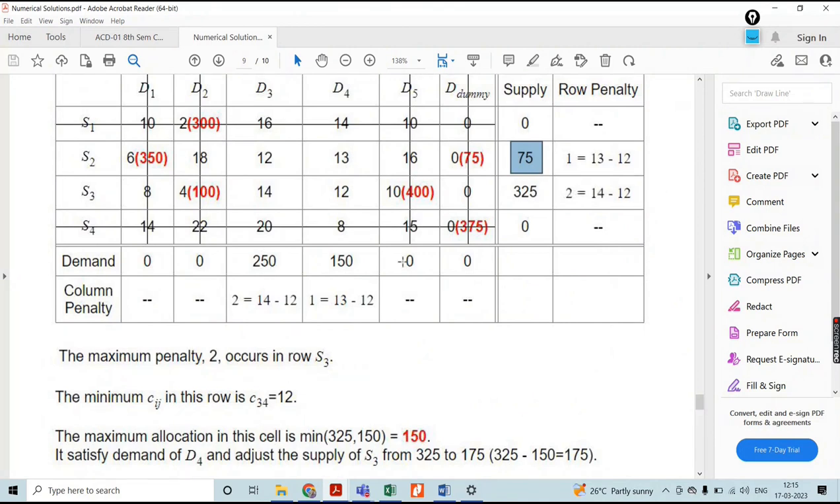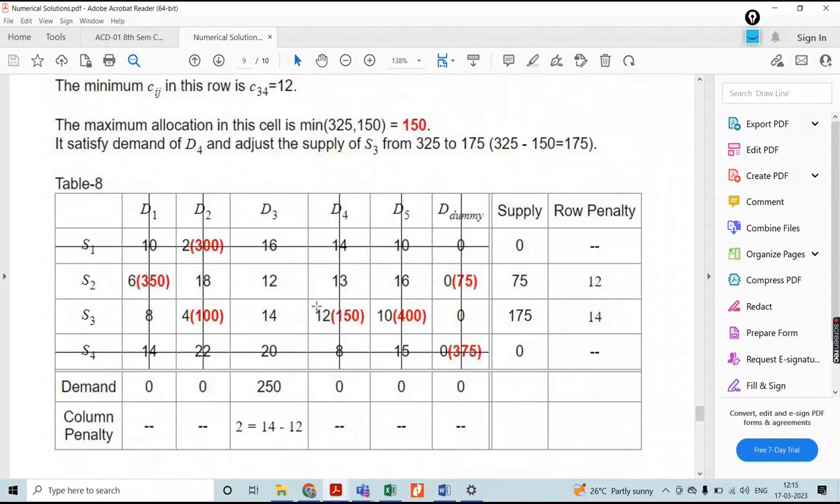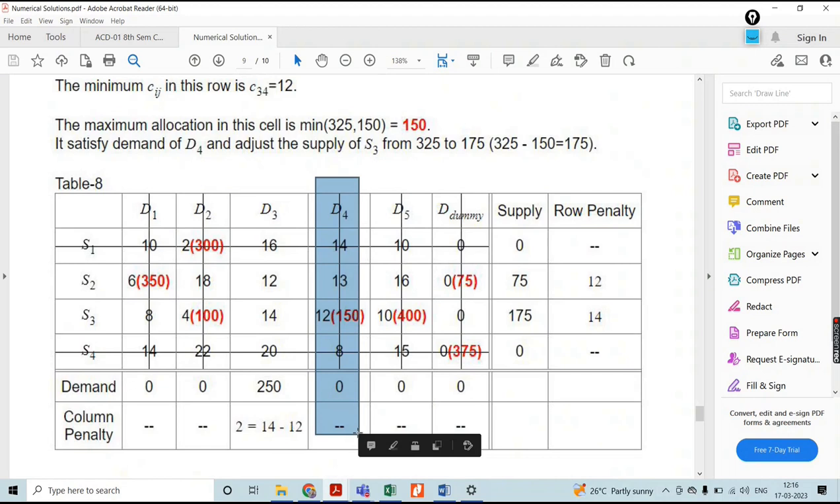Is this clear? Next, this will become 150 allocation at 12 rupees. Then 325 minus 150 will become 175. Then this element itself you have to delete. Is this clear? This is how you have to do the transportation problem by using VAM.